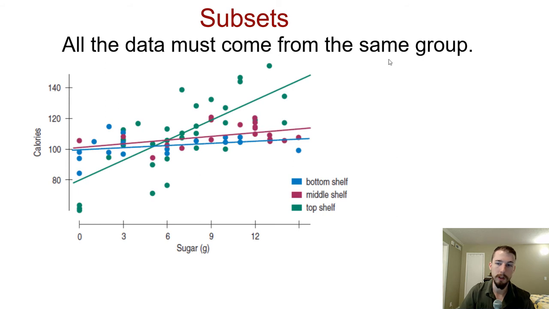So here we have subsets. All the data must come from the same group, and here are the 3 different types of cereal that they had: bottom shelf, middle shelf, and top shelf. I did that backwards. But you've got the green, the fuchsia, and the blue. If we broke those into 3 separate groups, we would have 3 different models, with one of them, the top shelf, the healthier cereal, being very different from what we would expect from the rest of them. So if we can break it down into separate groups, that's what you should do, because it gives you better models, and you can explain more variation by specifying the model for top shelf, middle shelf, and bottom shelf cereal.